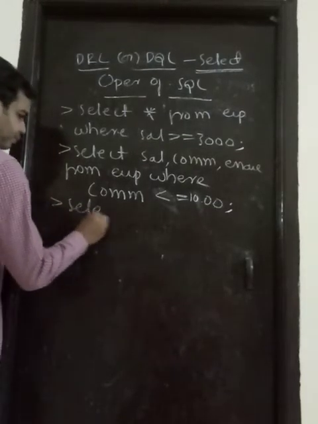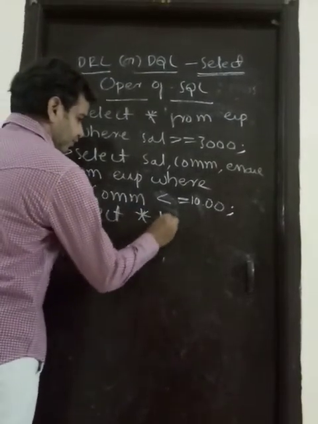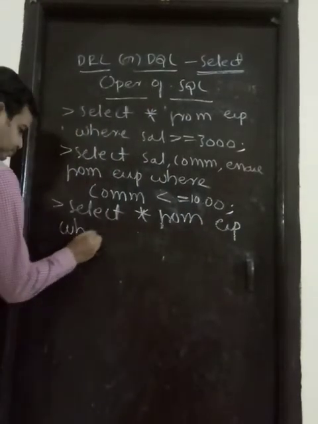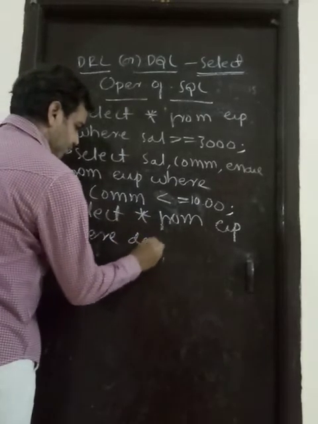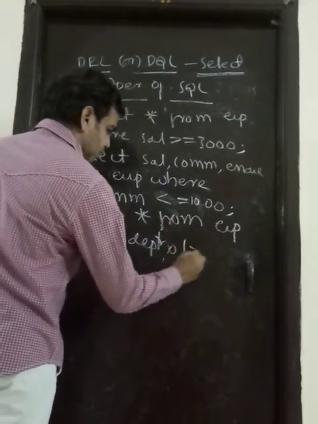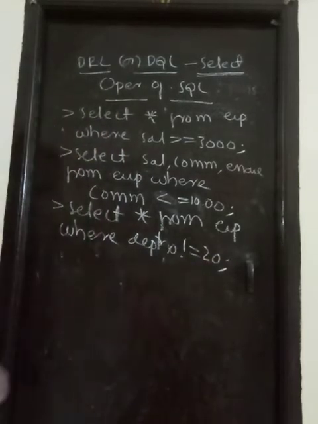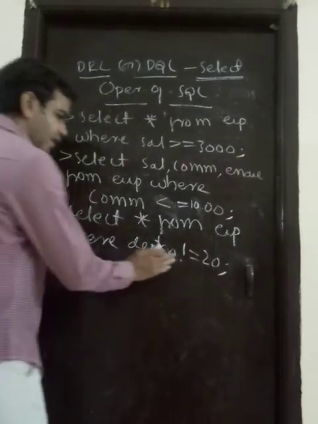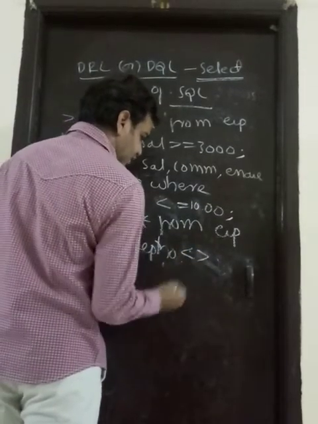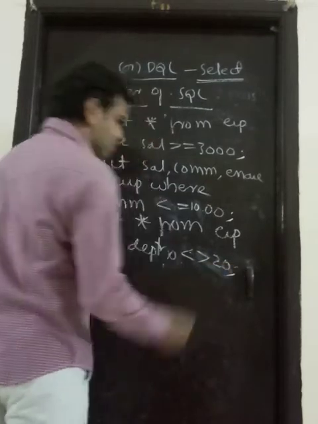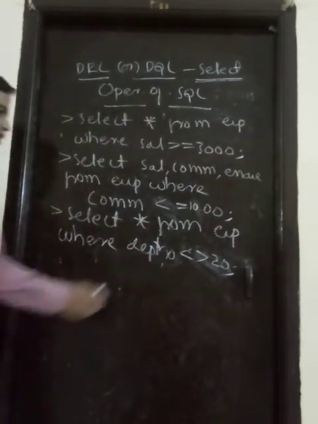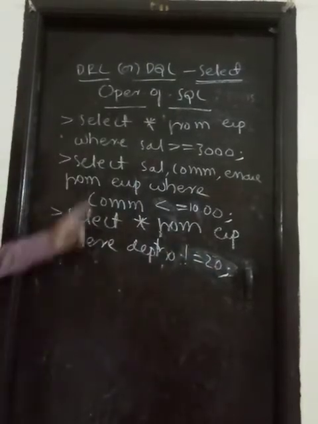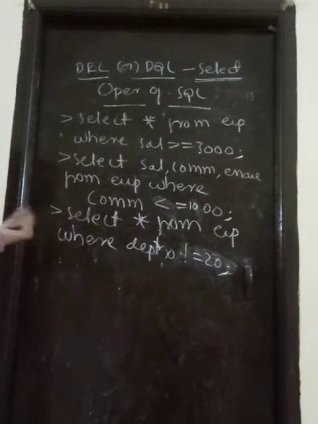Select star from EMP where department number not equal to 20. Not equal to 20 means it will display department numbers 10 and 30. We can represent not equal like this and also like this, less than or greater than 20. This is also an example of not equal. Widely we use this symbol only, that is not equal to 20. Okay.